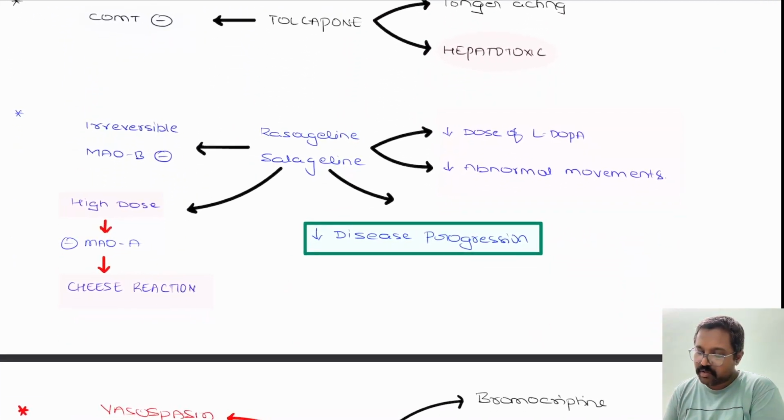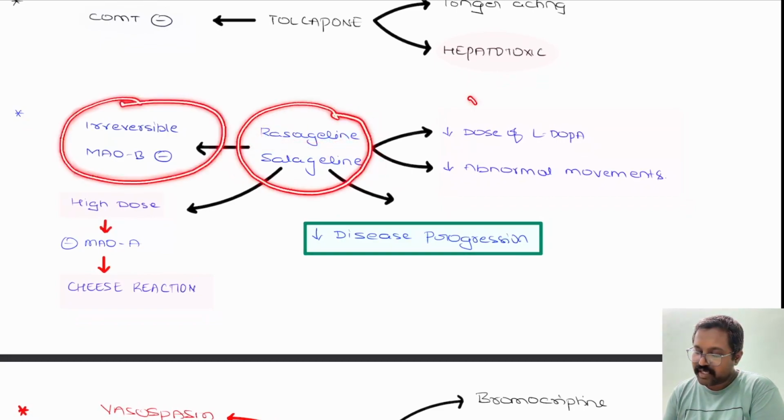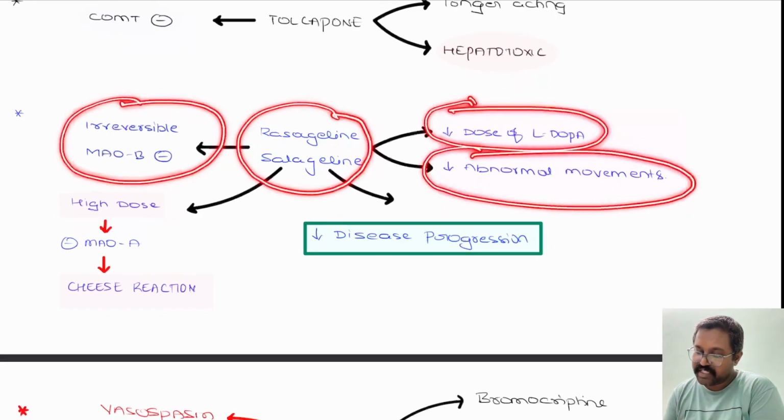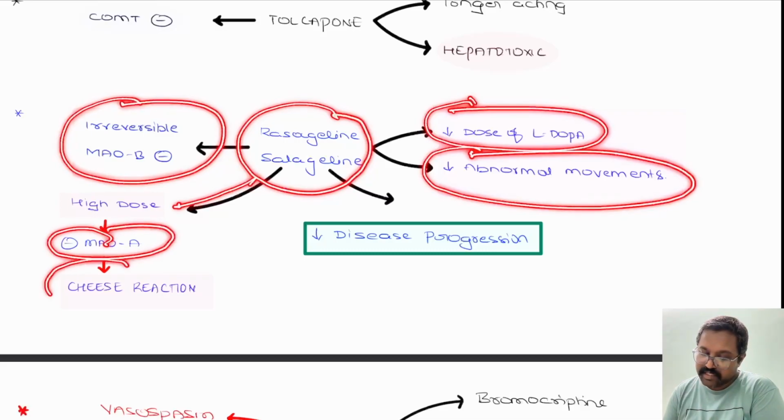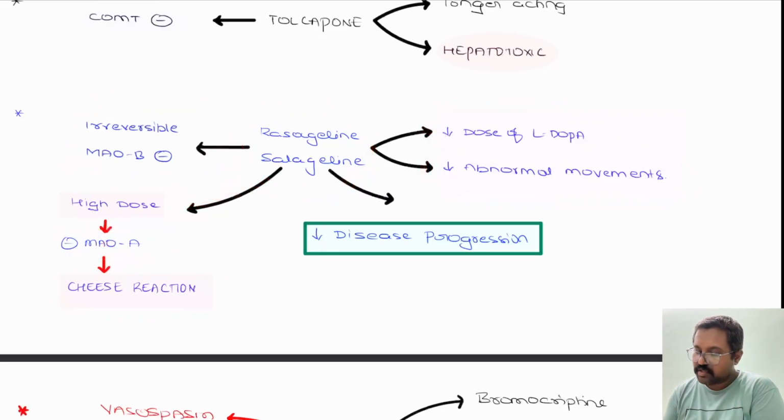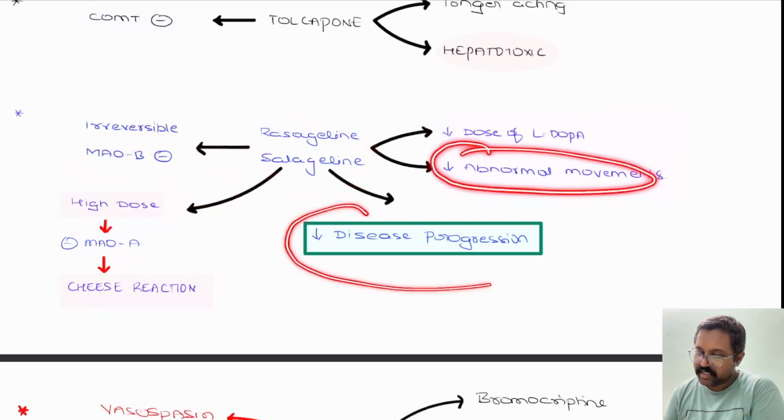Next we have the MAO-B inhibitors, that is rasagiline and selegiline. They are the irreversible MAO-B inhibitors. When you use these drugs, you can reduce the dose of levodopa and also decrease the abnormal movement which is seen with the levodopa. At high doses, it inhibits MAO-A also, which is responsible for the cheese reaction. So basically rasagiline and selegiline, the MAO-B inhibitors, decrease the abnormal movement and decrease the disease progression.